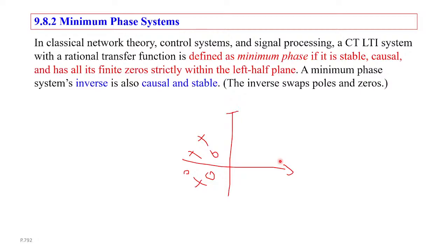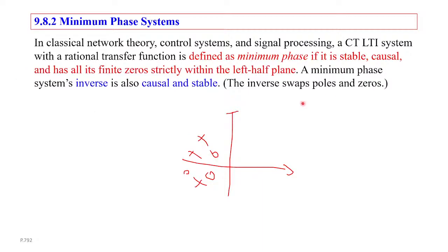And the other thing is the minimum phase system. The idea is we want the inverse to be causal and stable. So we want the system that's causal and stable, and its inverse is also causal and stable. If we think about this, it means all the poles and zeros must be on the left half plane. That's because we start with a causal stable system, so all the poles must be on the left half plane.